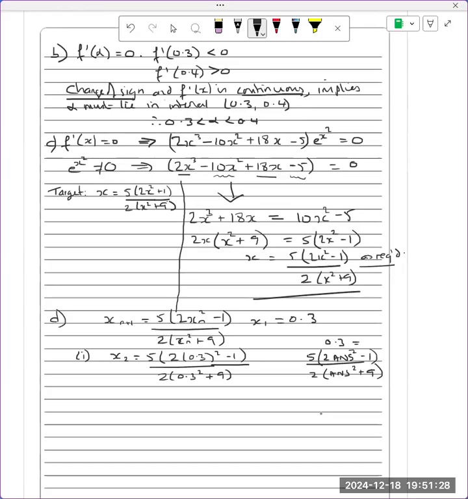So I'm going to do it using the answer button. So 0.3 equals, and then type in the formula using the answer button. So 5 open brackets, 2 answer squared minus 1 close brackets over 2 open brackets answer squared plus 9 close brackets. And that gives me in decimal.